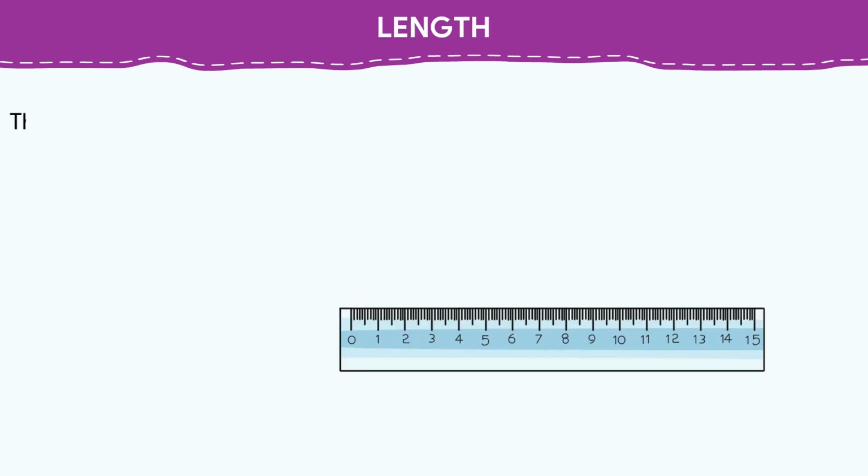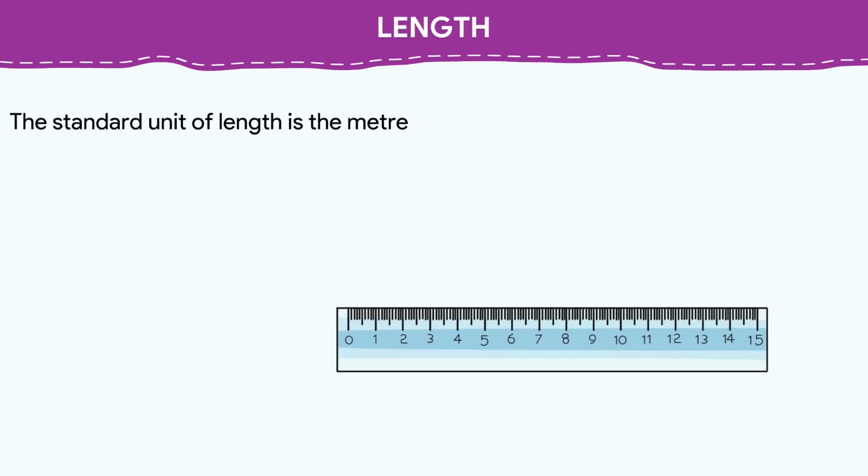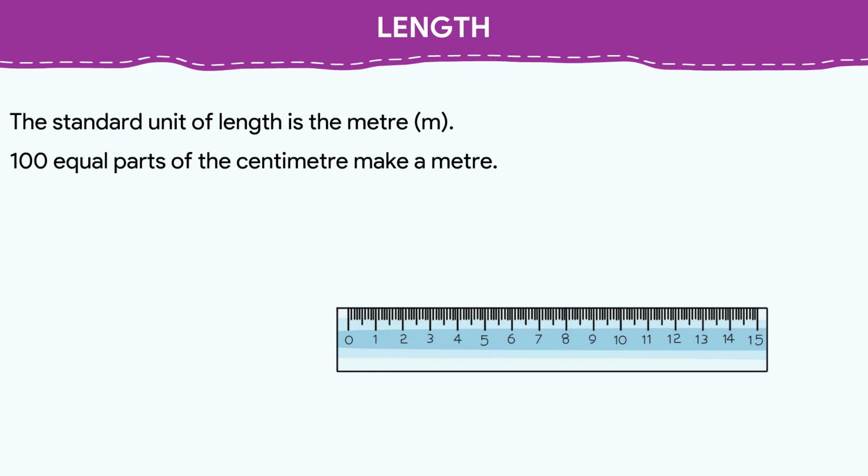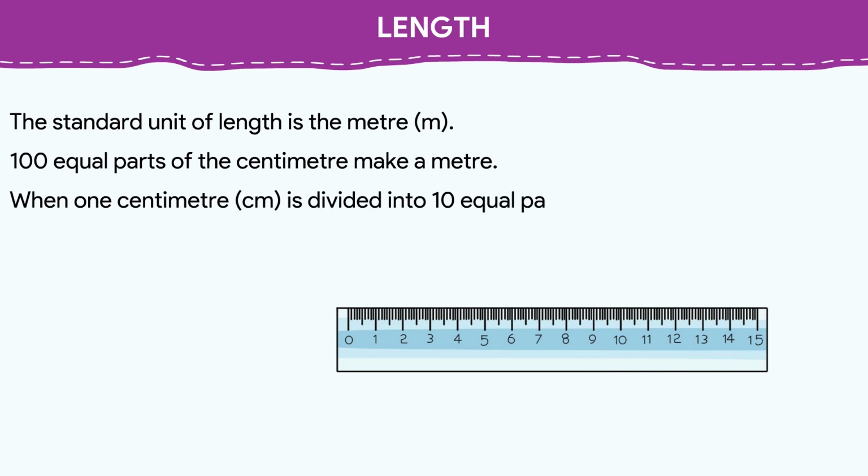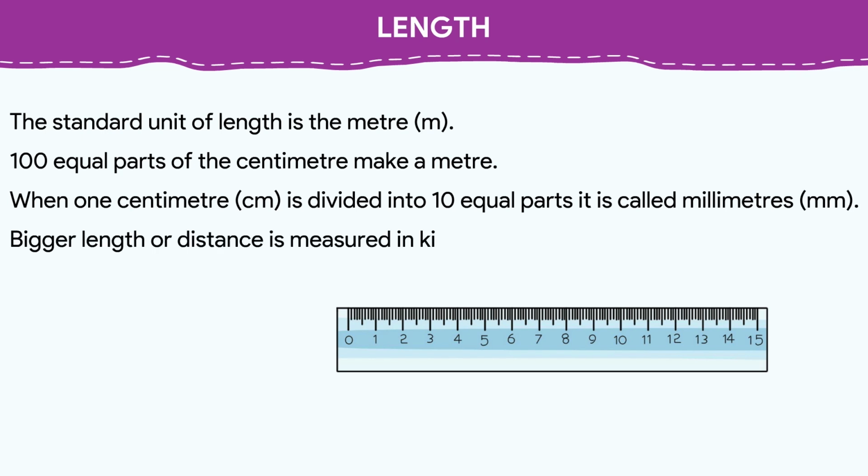Length. The standard unit of length is the meter, m. 100 equal parts of the meter make a centimeter. When 1 centimeter, cm, is divided into 10 equal parts, it is called millimeters, mm. Bigger length or distance is measured in kilometers.